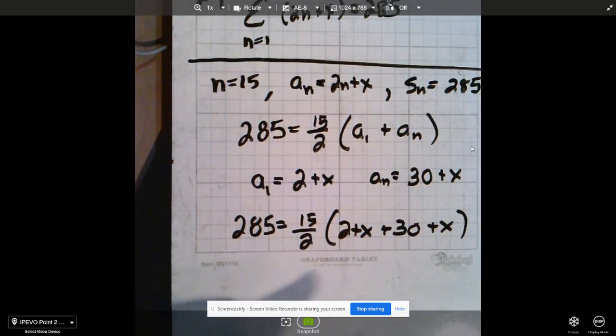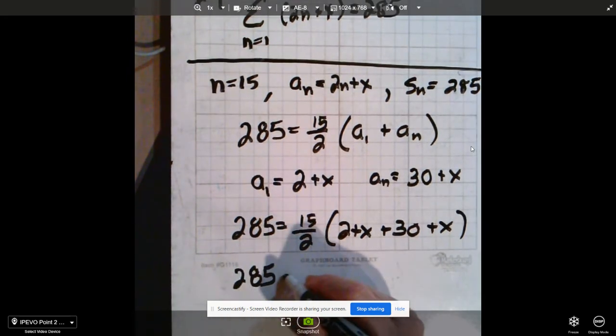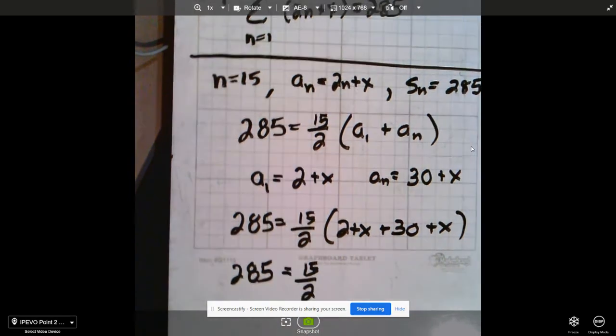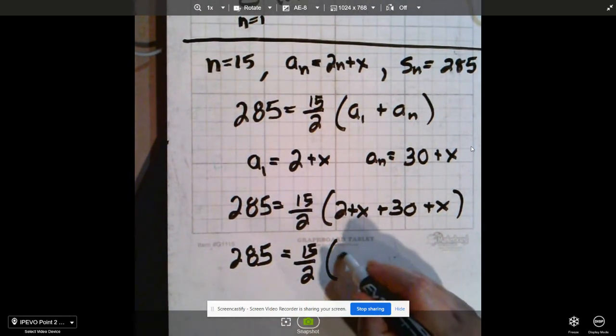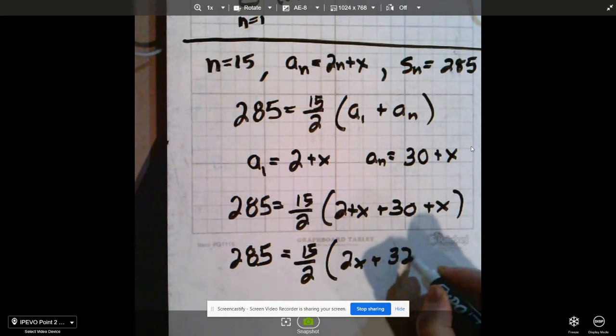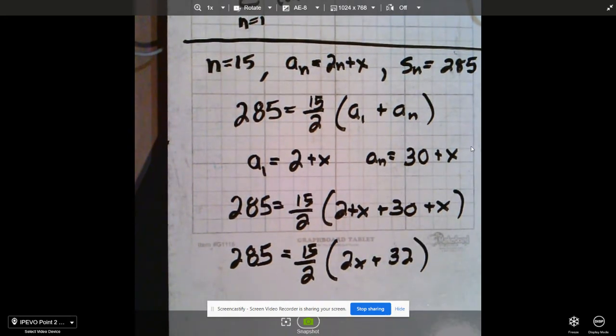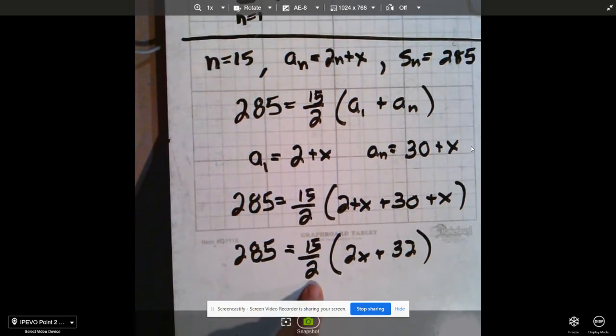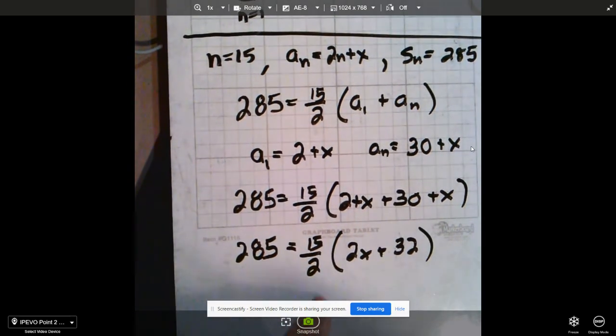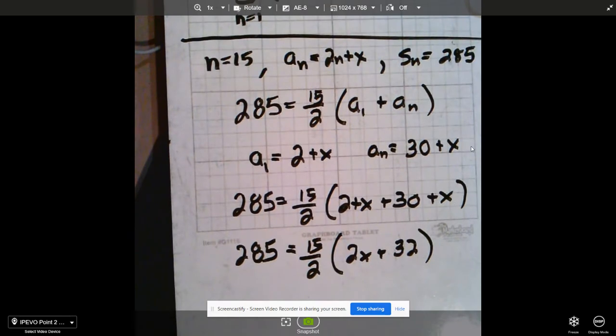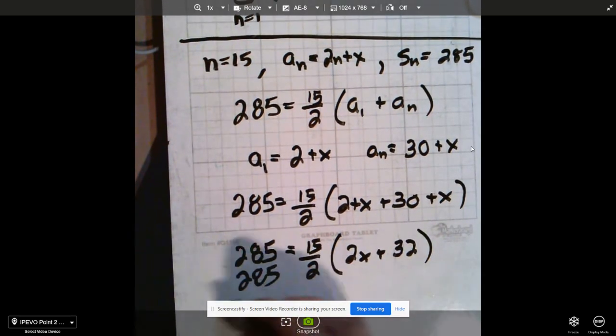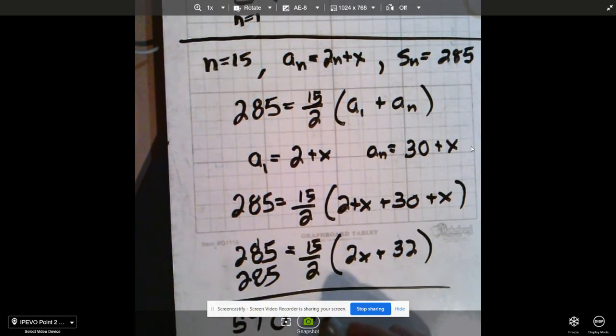Well, let's go ahead and simplify this, and you can see I only have one variable, so I should be able to solve this. So 285 equals 15 over 2 times 2x plus 32. Let's go ahead and multiply through by 2 in order to get rid of the denominator here. So 285 times 2 will be 570 equals 15 times 2x plus 32.